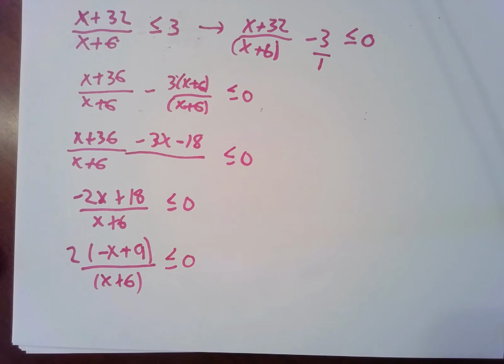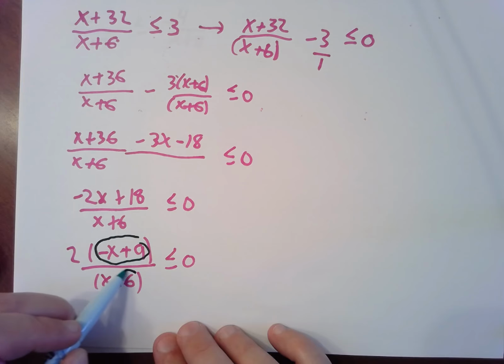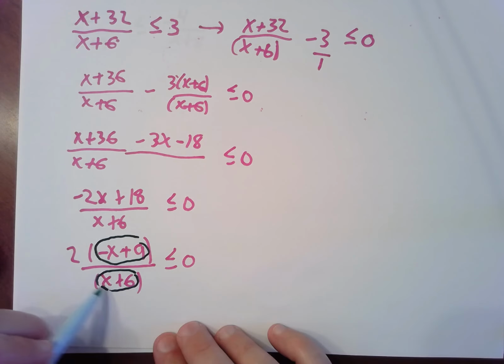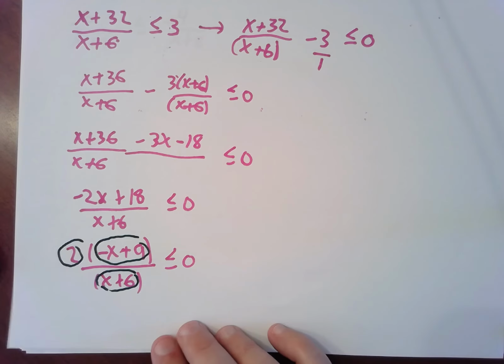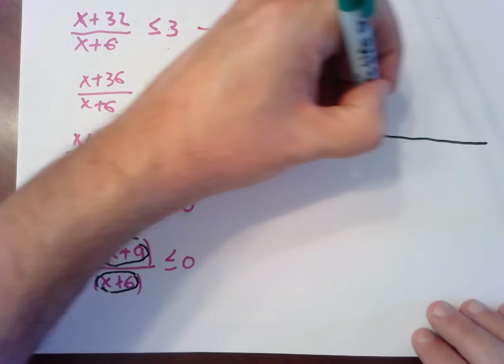Okay, so now what are my factors? My factors are negative x plus 9, x plus 6, and 2. Does 2 ever equal 0? No. That 2's not doing anything. In fact, I could if I wanted to just divide the 2 out. That 2 is not changing anybody's sign. 2 is always positive. It doesn't belong in my sign chart. It's not going to belong in my list of factors. It's not going to go anywhere. So I don't worry about the 2.